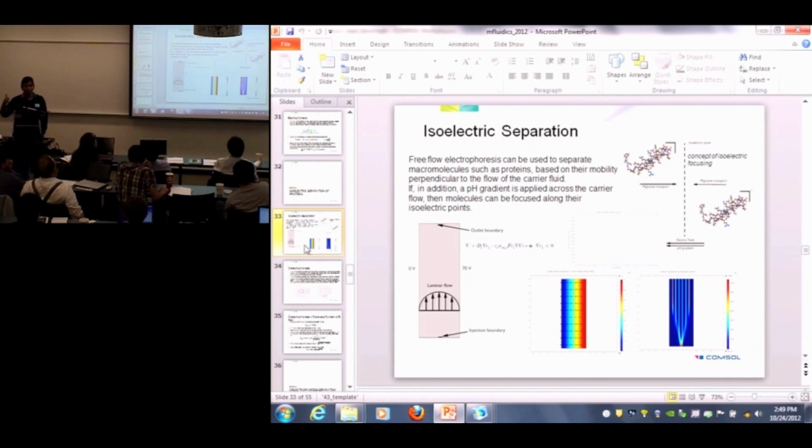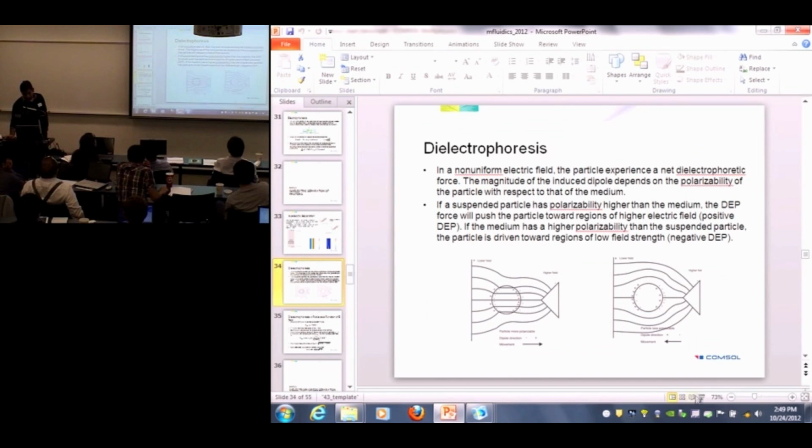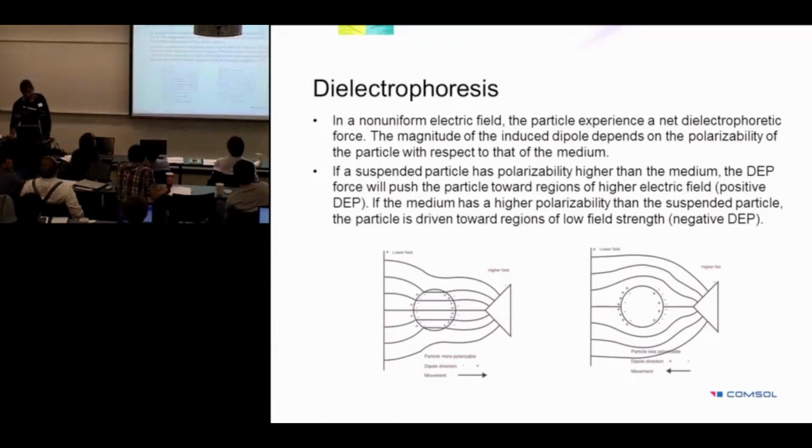So we went into electroosmosis, we went into electrophoresis. The third one is a very important phenomenon, especially for the microfluidics community, dielectrophoresis, and people are using it. Yes? The models you just showed us were steady state solutions? Yeah, they were steady state solutions.